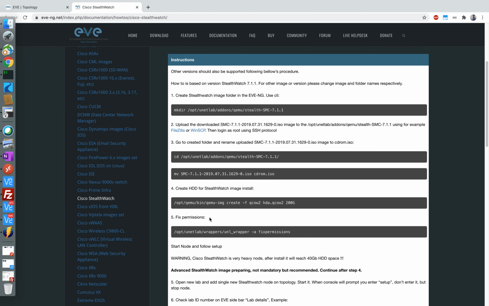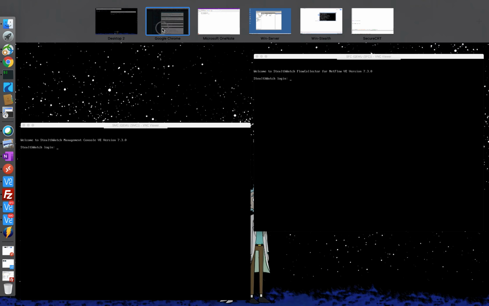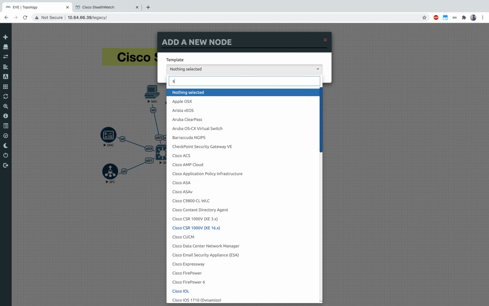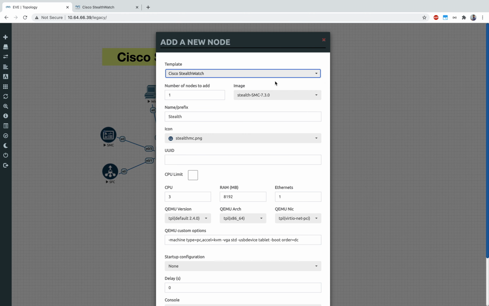So once you do this one, you will be able to go to your lab. Let's go to my lab. You'll be able to add, for example, Stealthwatch. You should see Stealthwatch here, and you should be able to select either a Stealthwatch management console or a flow collector. I can even put the other two devices, which are the UDP detector and the flow sensor.